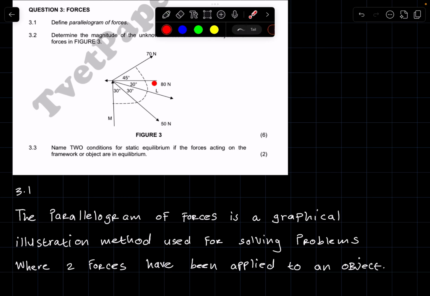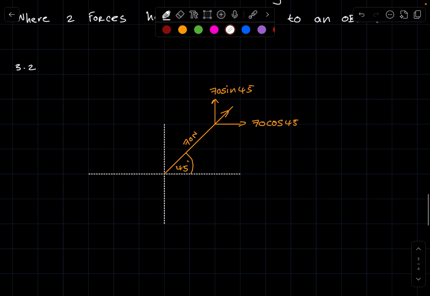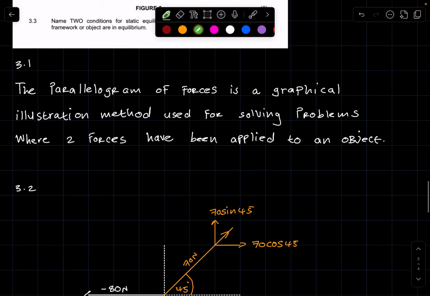Then you get this 80 newtons. If you look at the 80 newtons, it is headed towards the point of intersection. You must draw it going away from this point, so the direction is west. All you do here is draw this heading west. You see now it is heading away from this point. It's headed west, so you take it as being negative 80 newtons.